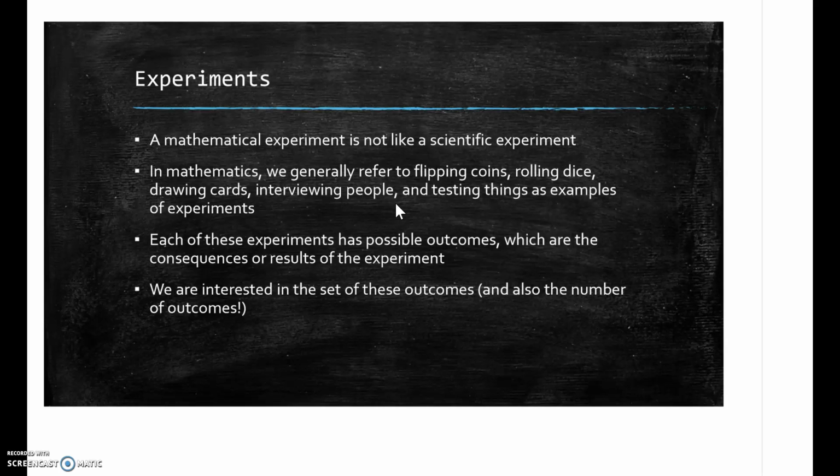Each of our experiments has possible outcomes, obviously. So like flipping coins, you could get heads or tails. Rolling a standard die, you could get 1 through 6, right? We sometimes call them consequences, which sounds like it's a bad thing, but it's not. Or results of the experiment is another way you could say that, okay? It's the set of those outcomes that we are interested in. Not only listing out all the possible outcomes, but also the number of them. We're interested in figuring out the size of those sets, which is, again, why we've been spending time talking about the size of sets, all right?